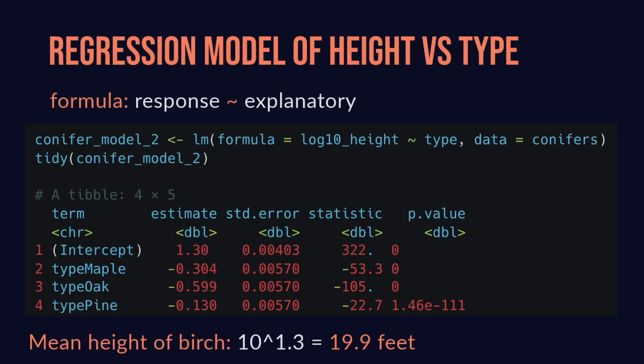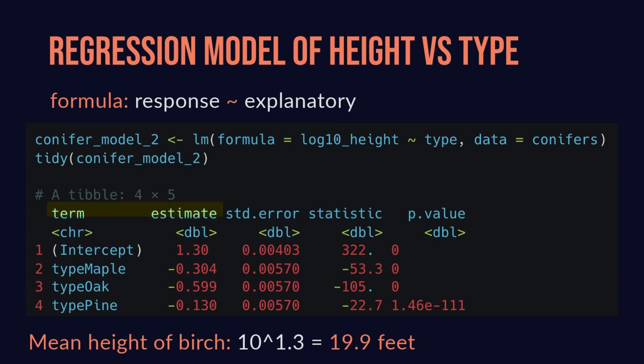Now we run the lm function. On the left hand side, we have the response variable log10_height, and on the right hand side, we have the explanatory variable type. We have set the data argument to conifers. We have saved the lm call to the conifer_model_2 variable. When we call the tidy function on the model object, we can see that it prints 4 coefficients.